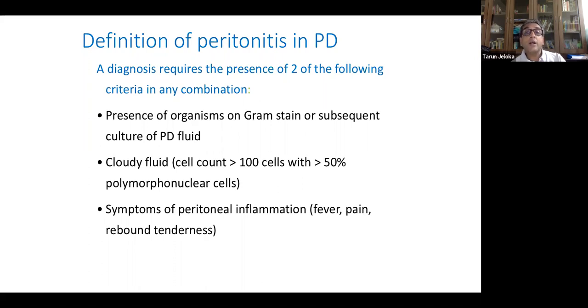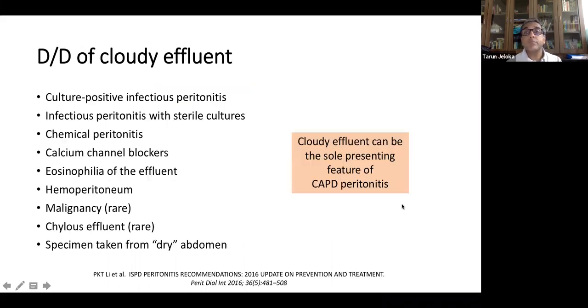And the third is presence of organism on gram stain or culture. So any 2 out of these 3, if present, diagnoses a PD peritonitis. Okay. So remember, I might be going a little fast, but there are lots of things to be covered. So if there is a PD peritonitis patient, you may be asked, what is the differential diagnosis of cloudy effluent?